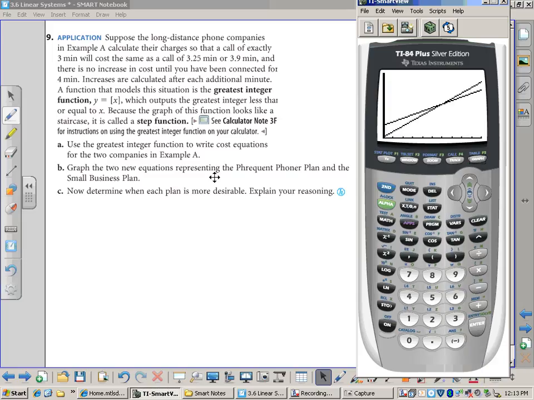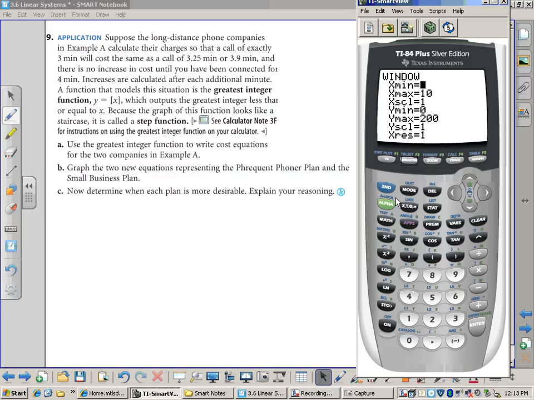So we have the one phone company starting a little bit lower on the screen and the other company starting higher on the graph. And then the one catches up, of course, because it had the higher slope. My window that I used was 0, 10, 1, 0, 200, 1. If you want to pause it and punch those into your calculator, go for it. So that's what the graph looks like.